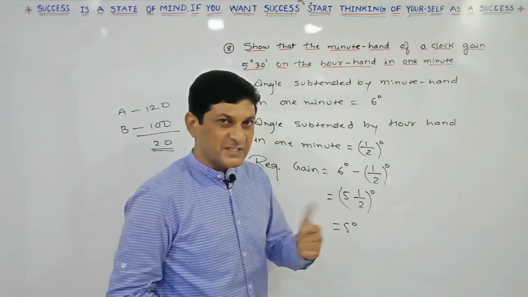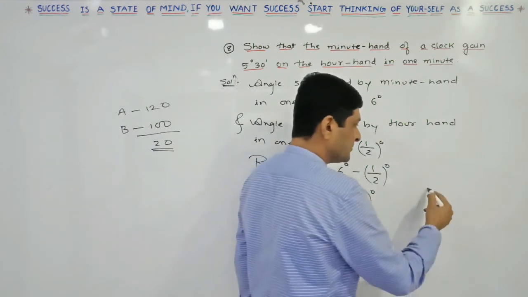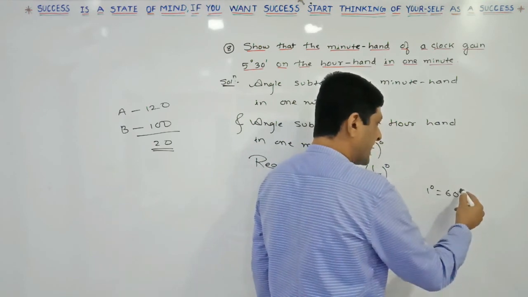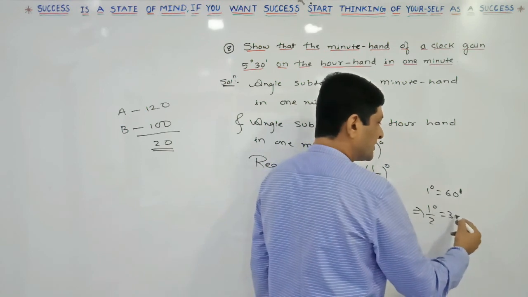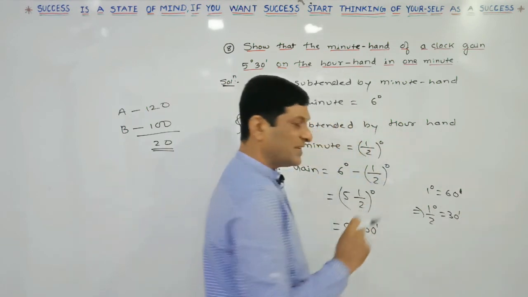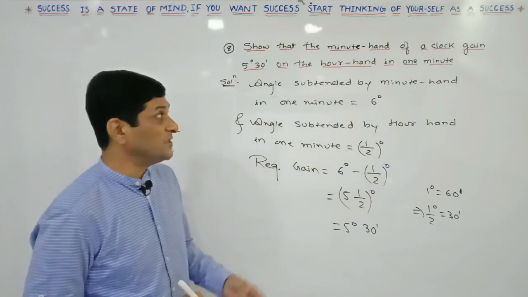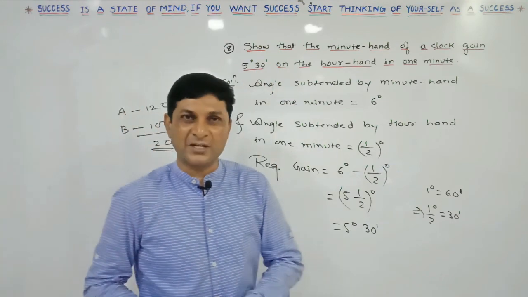Half degree means, can I say that half degree can be written as 30 minutes? Yes, because we know that 1 degree is equal to 60 minutes. So it implies that half degree will be equal to 30 minutes. So this half degree can be replaced by 30 minutes, and this is the result which we have to show here. We have to show that the gain will be equal to 5 degree and 30 minutes.